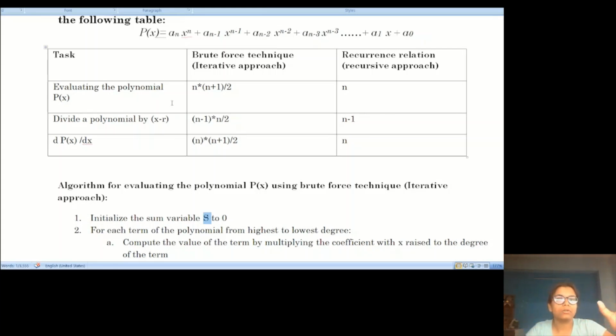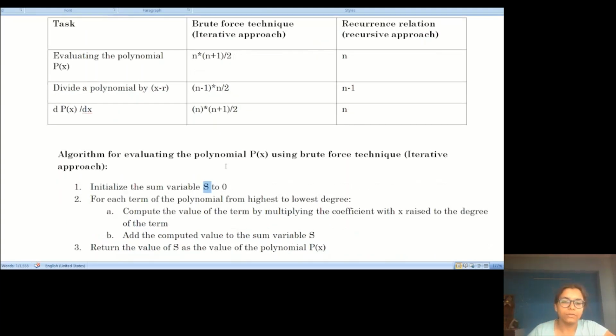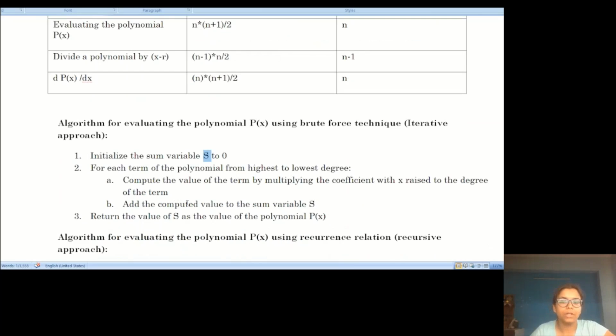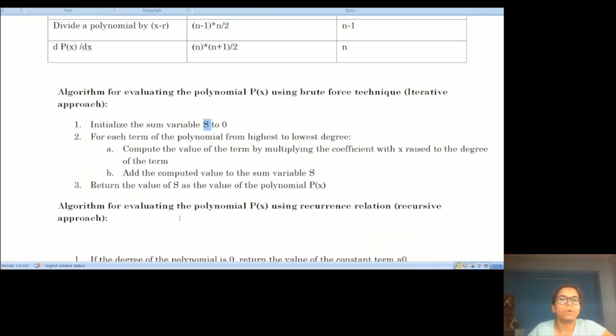We multiply the x with the coefficient until it raises the degree of the term, and then the computed value would be assigned in the sum variable s, and we would just return the value of the sum variable as the value of the polynomial p(x).